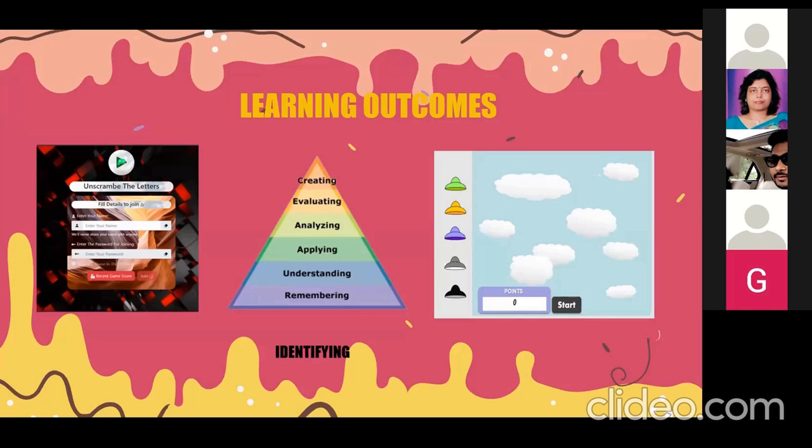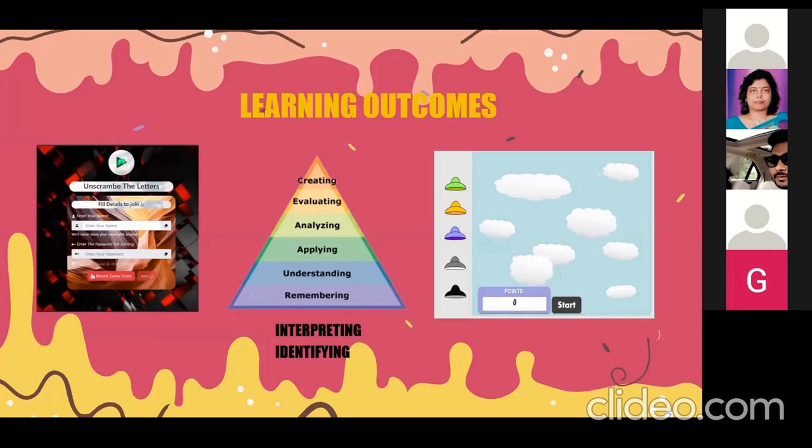One is identifying. In this particular activity, we are supposed to identify the word. So identifying is one learning outcome that I would like to include over here. Then I would also like to include the learning outcome of interpreting. So interpreting the question, interpreting the information given, and on the basis of that, identifying the information. So these are the two learning outcomes that I would like to add for this particular activity.